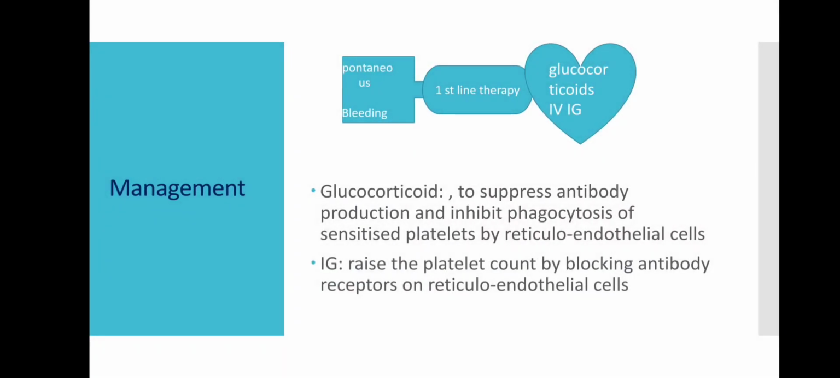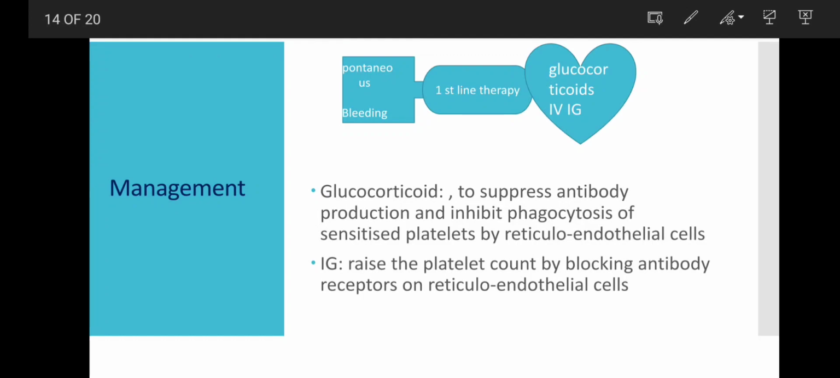So a patient presents to you with spontaneous bleeding, what will you do? In that case, you have to go for first line therapy. What is the first line therapy? That is glucocorticoids and IV immunoglobulin. A patient presents to you with a platelet count less than 20 into 10 to the power 9 per liter. In that case, you have to go for first line therapy. And what are the first line therapies? Glucocorticoids and IV immunoglobulin, high doses of IV immunoglobulin.